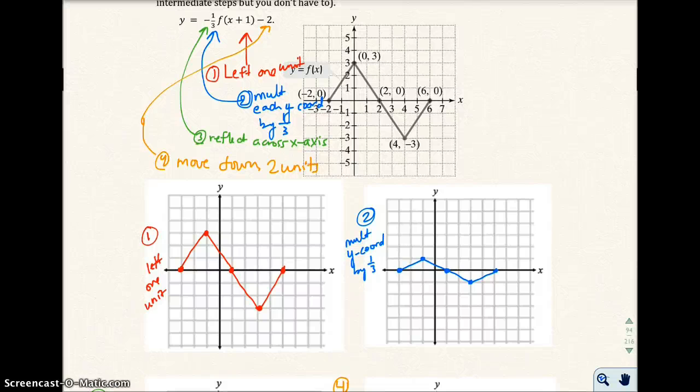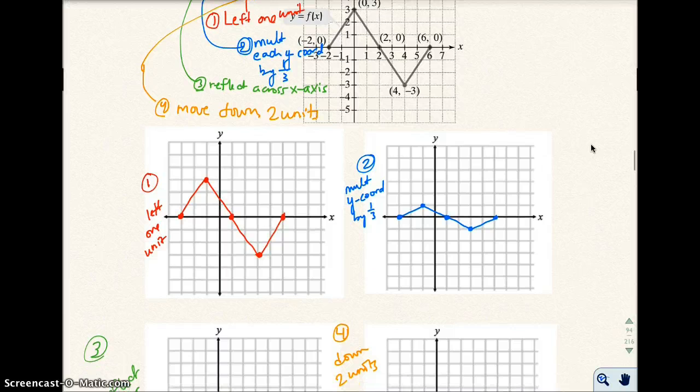First step I did was I moved left 1 unit. Second step is I multiply each y coordinate by a third. Third step is I reflect it across the x-axis. And the fourth step is I move down 2 units. Okay, so there's each of those steps.